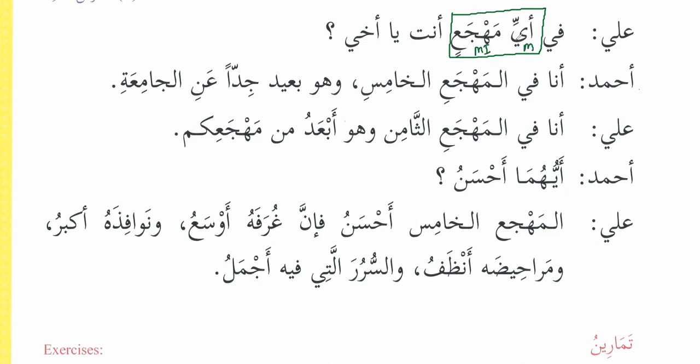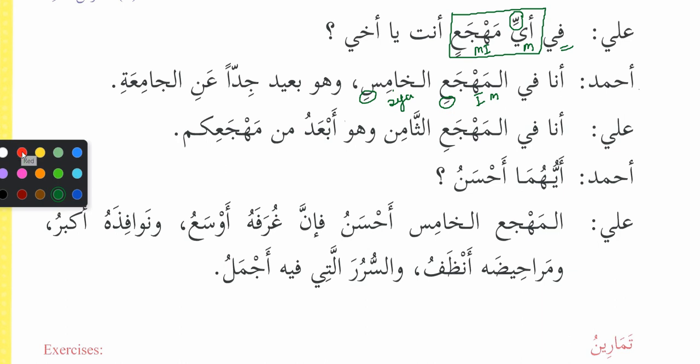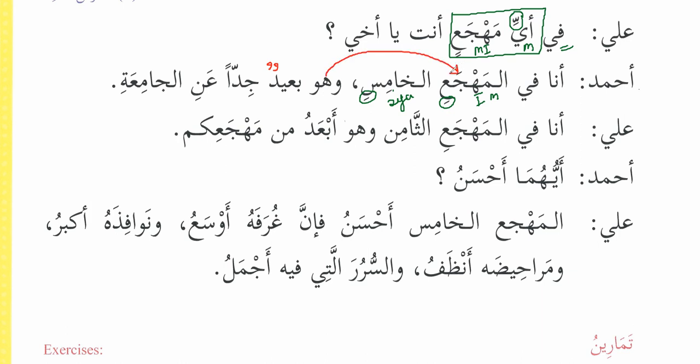So Ahmad says, Ana fil mahja'i al-khamisi. So this is majroor following the kasra because of the harf jar, and al-khamisi is coming as a sifa following the same haraka. Let me take a different color here. وهو بعيد. Now, huwa is referring to the dormitory or the hostel. Ba'id, it is far. Now, this can be translated as he and it. Since it's referring to a non-living, so it will be translated as it. It is far away, very far away.